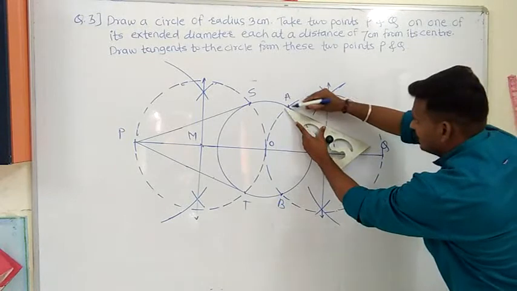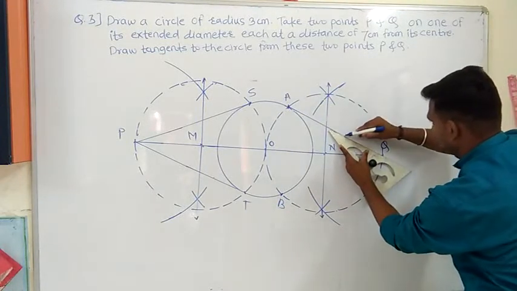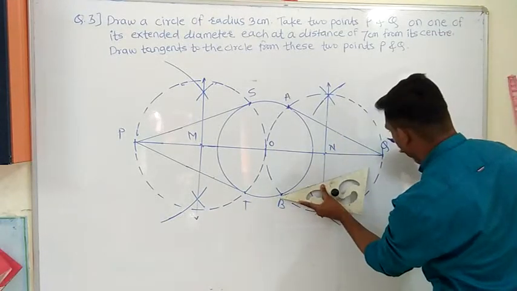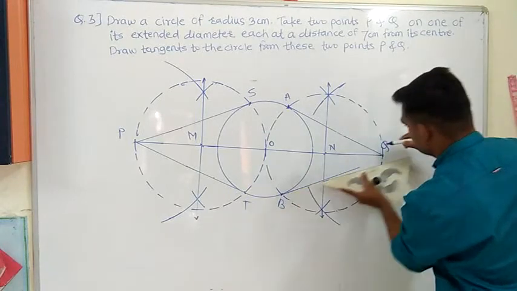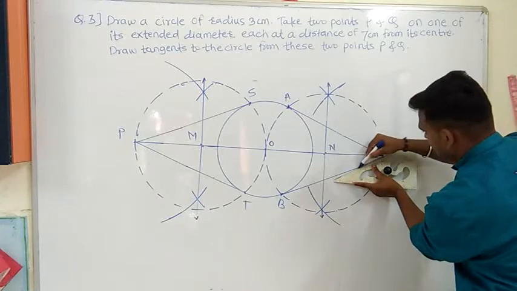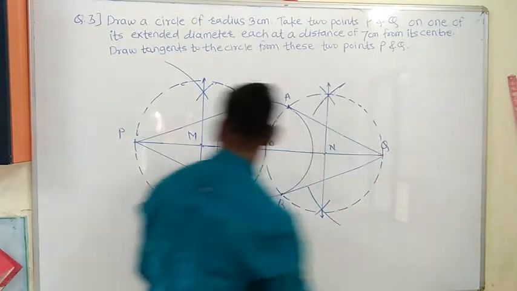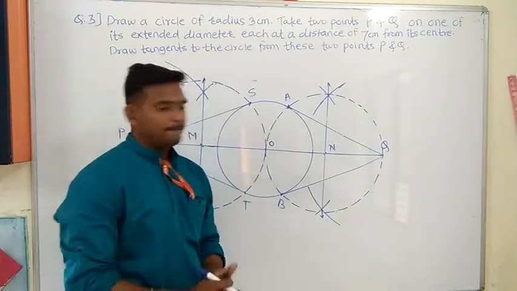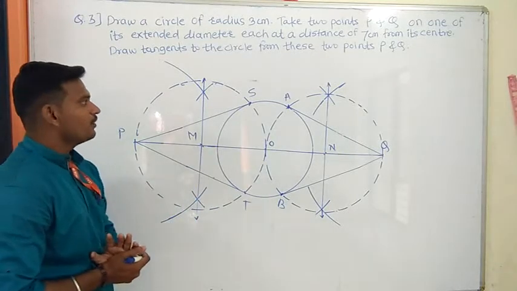Again, similarly, we have to join this point A to the point Q, and also join this point B to the point Q. See here, now we got 4 tangents, PS, PT, AQ and BQ. These are the tangents to the circle with center O.